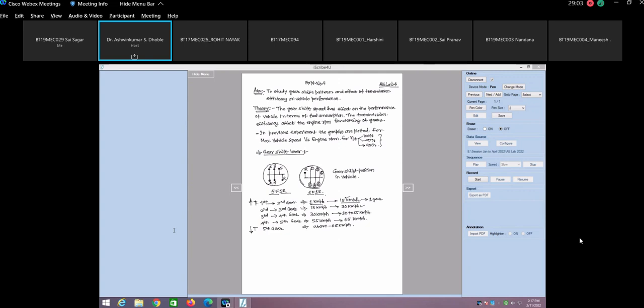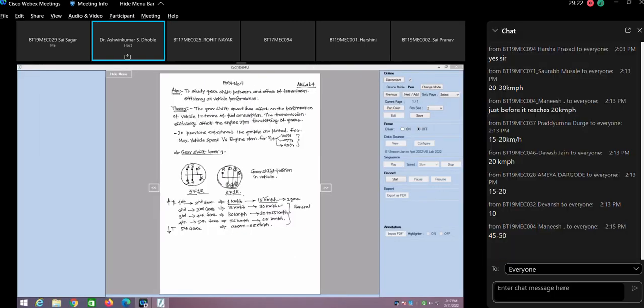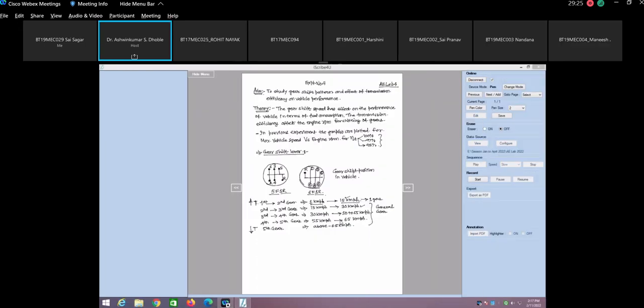Okay, now please understand, see, Manish, these values, 45 to 50, 10, all those values, they are general gear shifting speeds. Please note that these are general gear shifting speeds. Okay, so exactly what is happening when you will be shifting the gear.